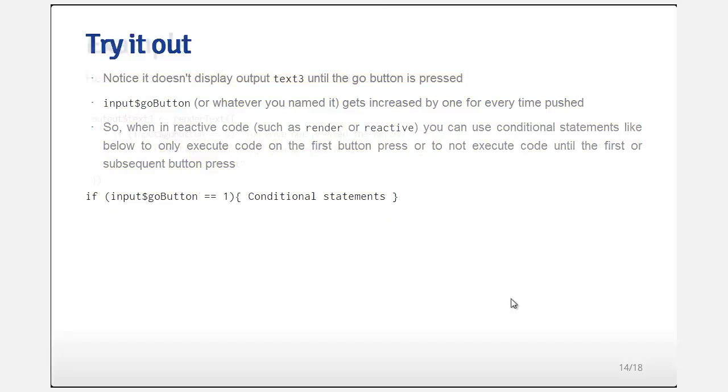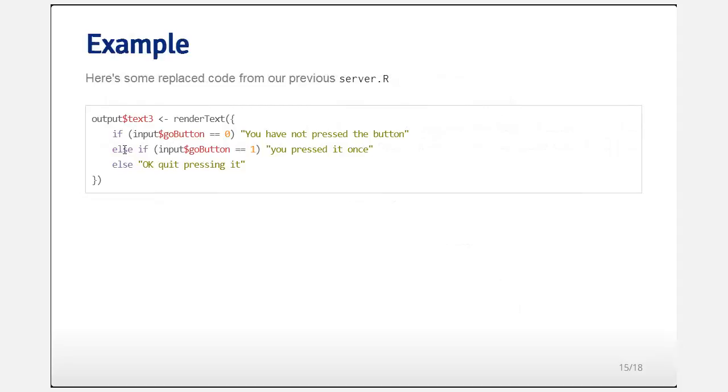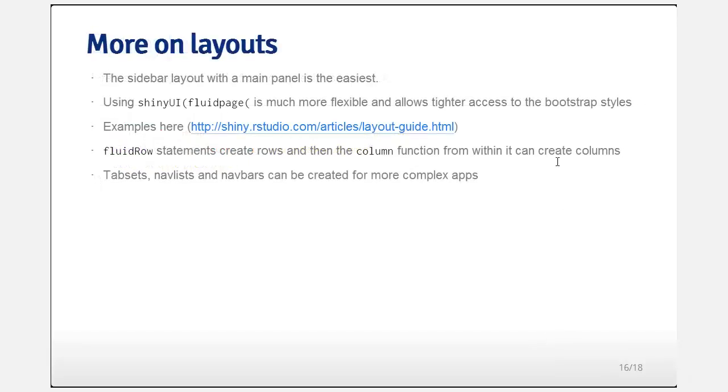So here I replaced the code in that other example where I said if goButton equals 0, then you've not pressed the button, if goButton equals 1, you've pressed it once, and then else, okay, quit pressing it.